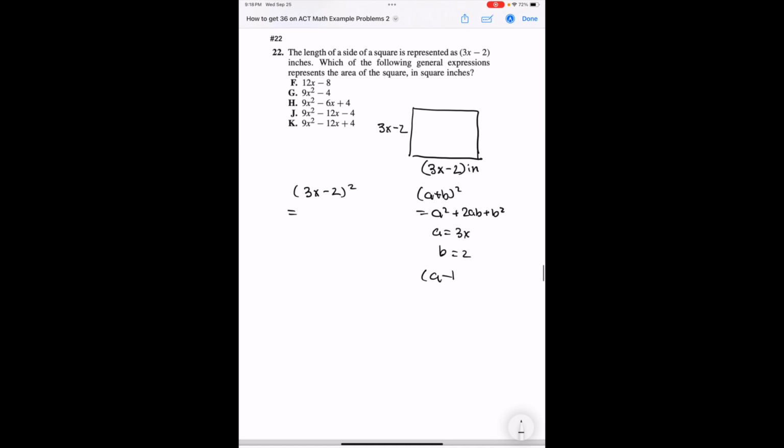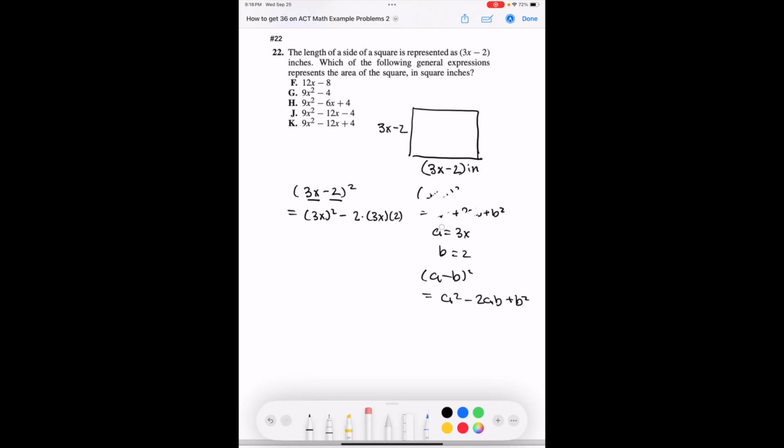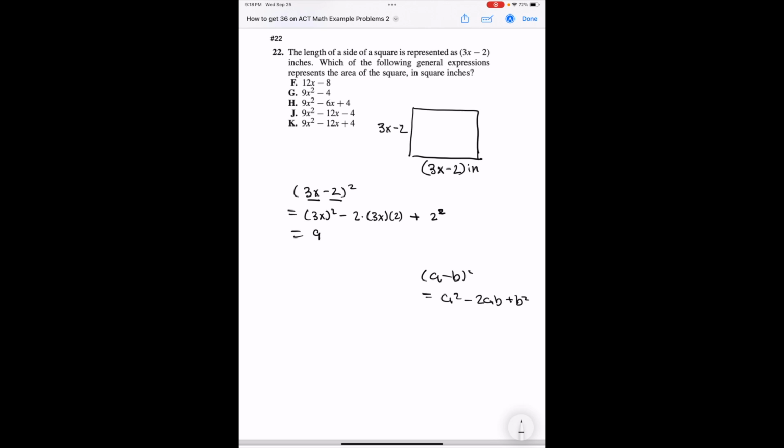And then we know that (a minus b) squared is equal to a squared minus 2ab plus b squared. So in this case, it is 3x minus 2. So the a is 3x, so it's going to be (3x) squared minus 2 times 3x times 2, let me erase this, plus b squared, and b is 2, so 2 squared. So (3x) squared is 9x squared, and then 2 times 2 times 3 is 12x, and then plus 4. And so that is our expression right here. And this is in square inches. So our answer is going to be K.